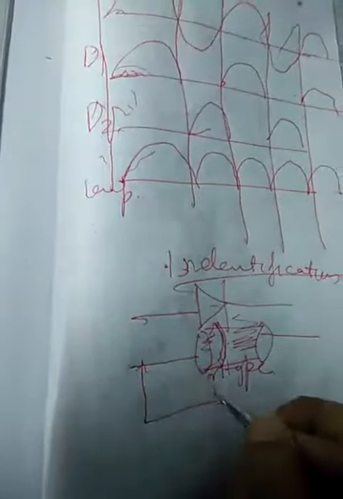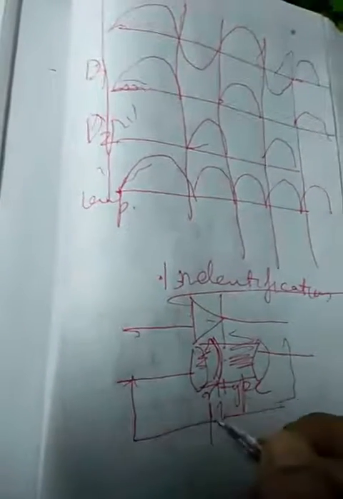If you are unsure, you connect it with the multimeter. During forward bias, maximum current will flow and minimum resistance will be shown, and during reverse bias, maximum resistance will be shown and minimum current will flow through it.